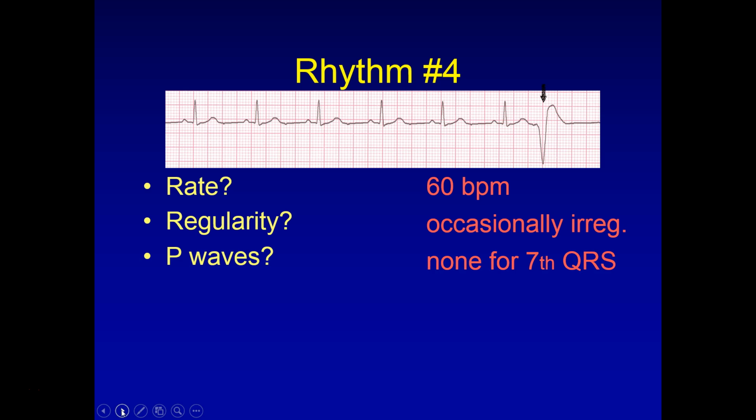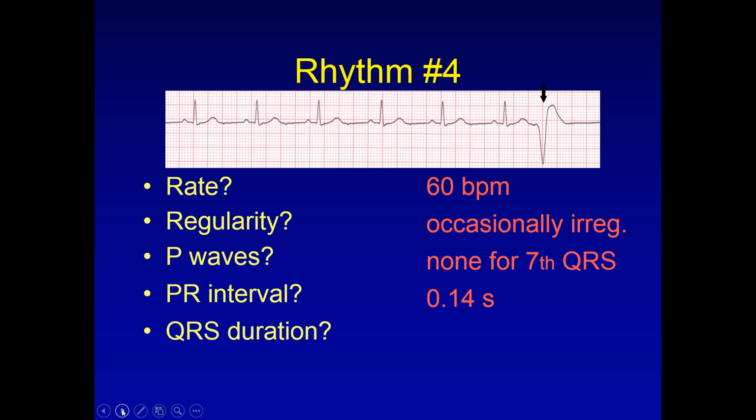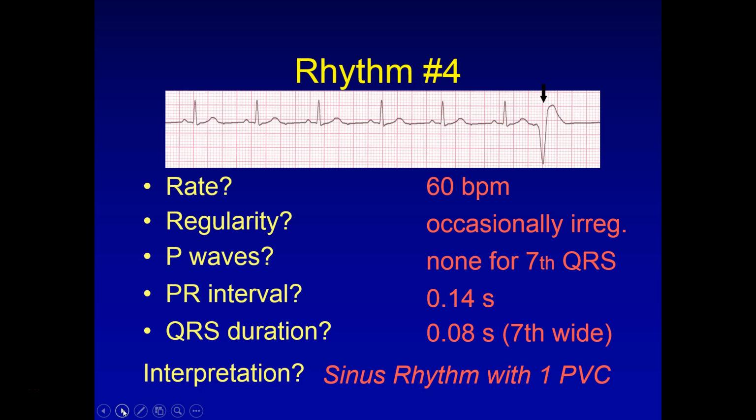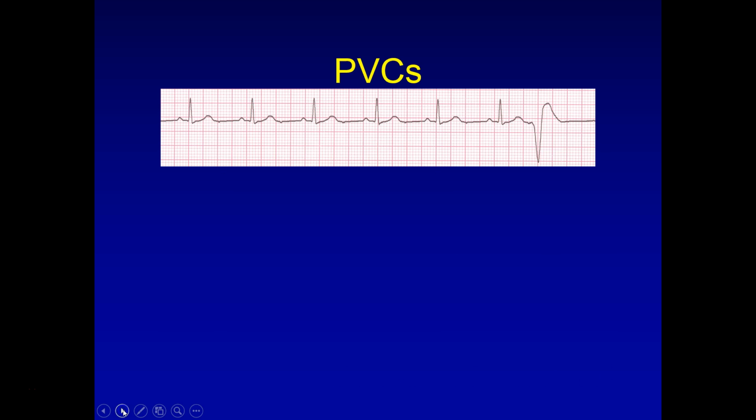Look at my P waves. Do not have a P wave before the last QRS. So my PR interval is normal up until that point. And my QRS duration is too wide on the last beat. So by definition, this is sinus rhythm with 1 PVC.